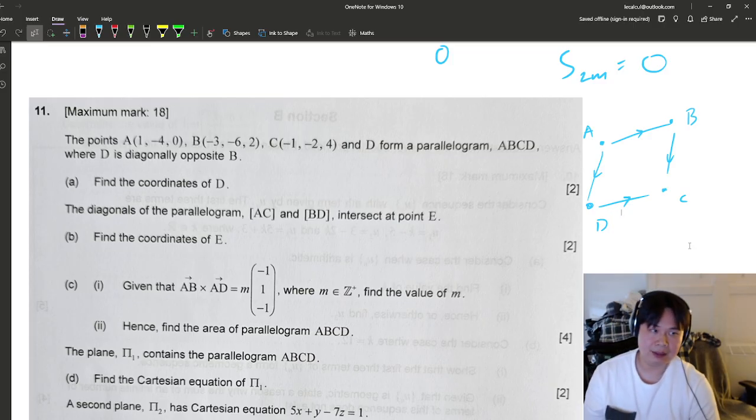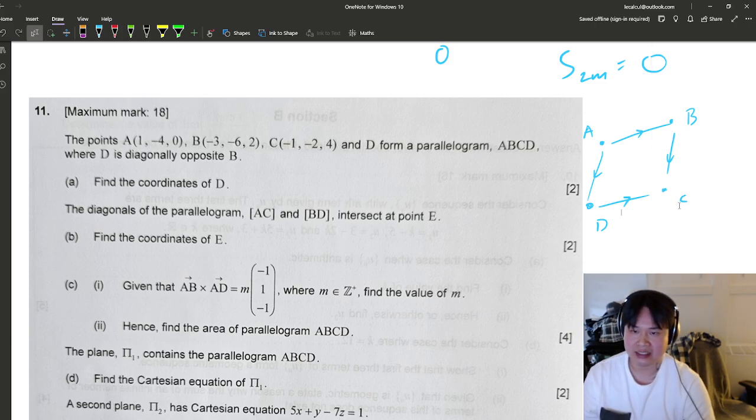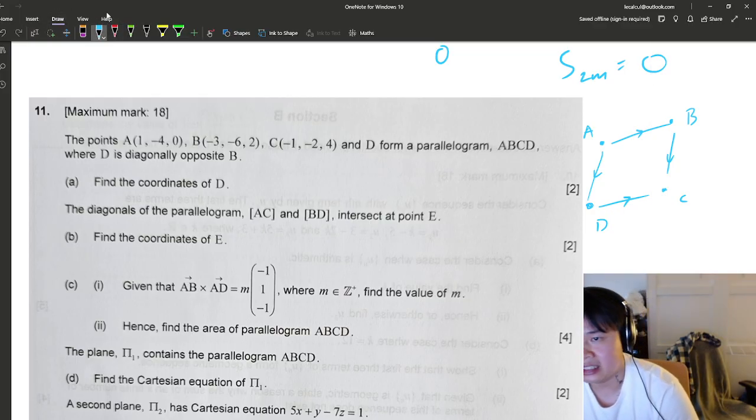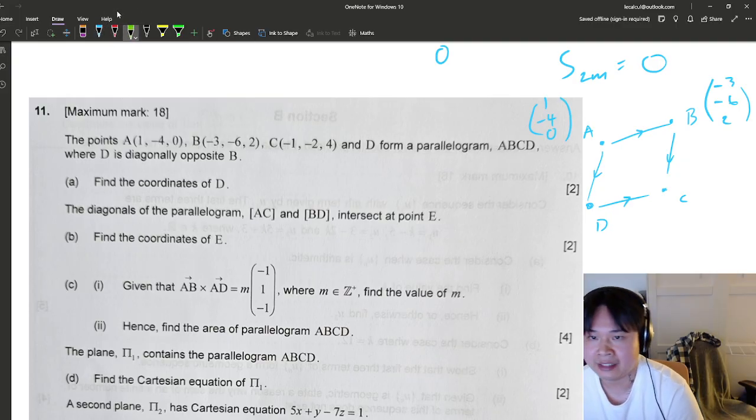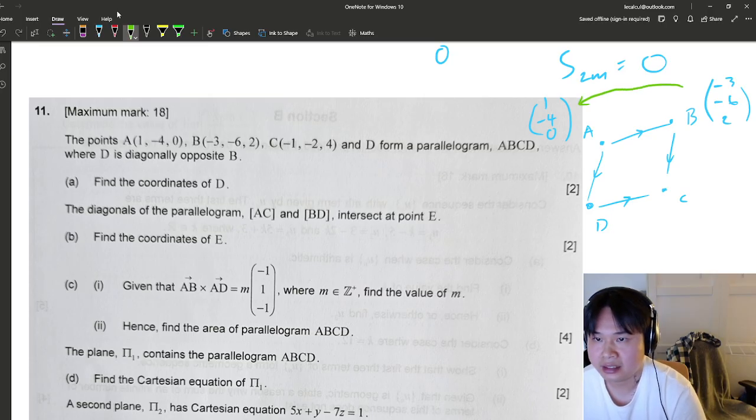Okay, find the coordinates of D. So for this to be parallel, the direction vector from A to B needs to be the same as the direction vector from D to C, or B to A and C to D. So I'm just going to do that. B is -3, -6, and 2. A is 1, -4, and 0. So how do we get from B to A? Looks like we add 4. We add 2. And then we subtract 2.